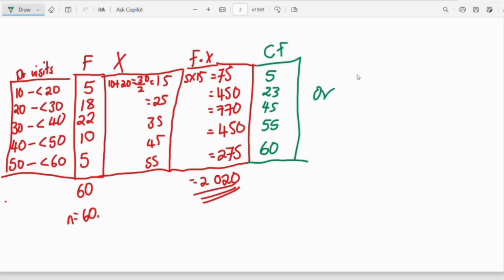Or you can also have it as 5, which is this 5 here, 5 plus 18, 23, 23 plus 22 is 45, 45 plus 10 is 55, 55 plus 5 is 60. Ultimately, you have the same numbers there. No matter whether you want to start from the top or from the bottom, ultimately you must get to the same number. So let's erase this part here.